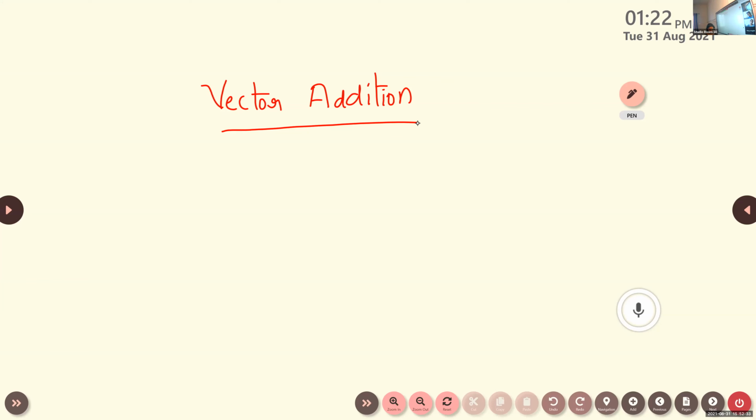Vector addition. If we have 2 or more vectors, here we consider 2 vectors. There are 3 different methods for adding these vectors. As we told earlier, we mainly discuss 3 methods: one is the graphical method, the second is the analytical method, and the third is the component method. First of all, we are going to describe the graphical method of vector addition.